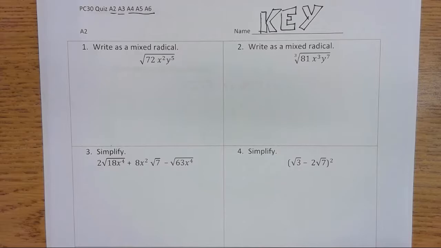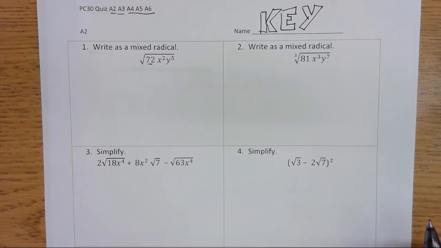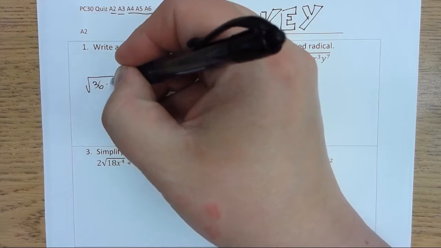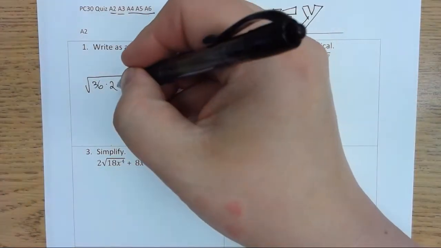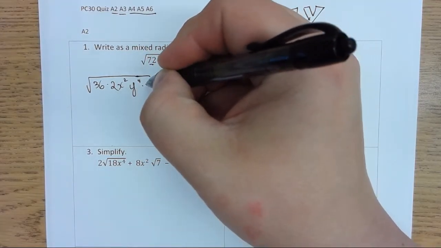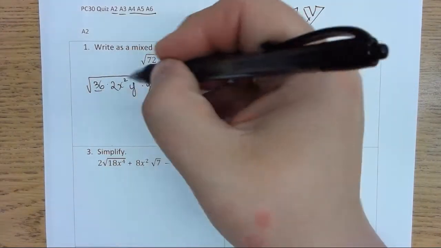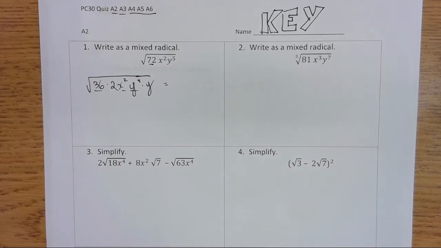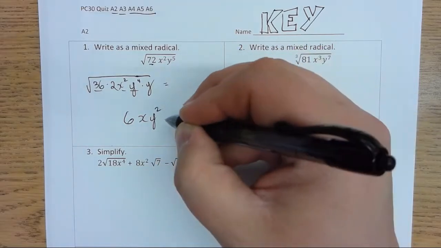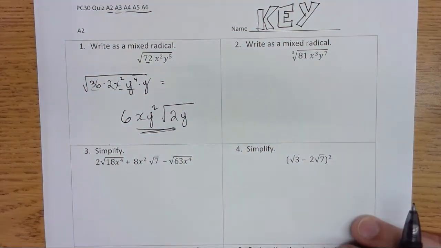Alright, let's start with number one. How do I do that? Well, first thing I do is I look for the biggest possible perfect square I can find in the number 72, and it turns out 72 is actually 36 times 2. And x squared's already a perfect square, and y to the power of 5 has a y to the power of 4 times a y in it. So the things that are perfect squares all come out of the bracket and become 6x and y squared, and what remains in the bracket are the things that aren't perfect squares, the 2 and the y. So that's number one.